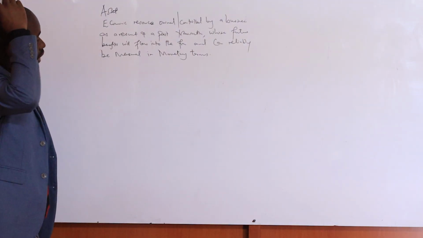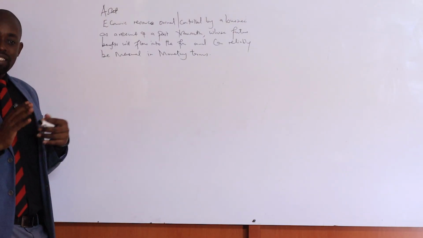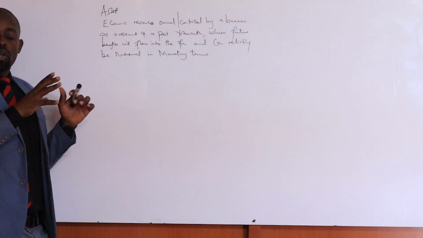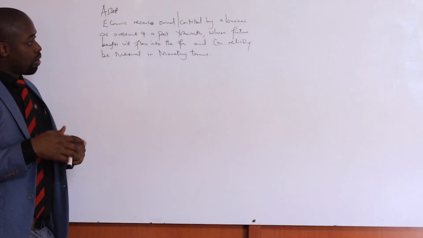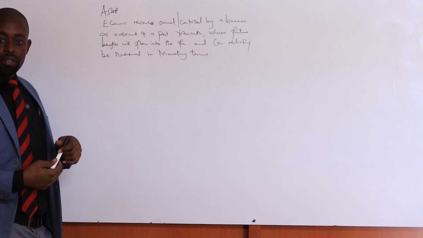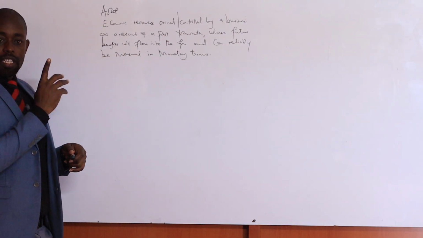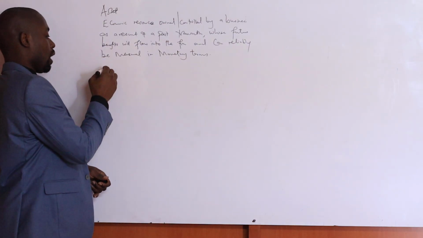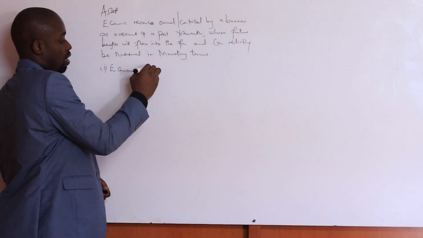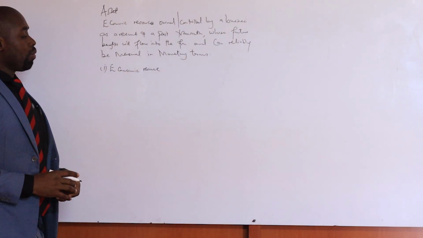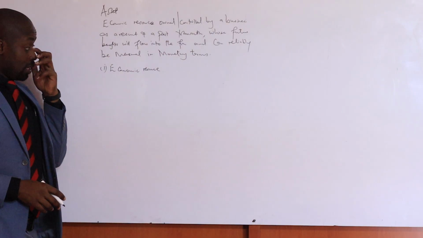Saying an asset is any economic resource owned or controlled by an enterprise as a result of a past transaction, whose future benefits will flow into that very firm, and its worth can be measured reliably in monetary terms. From the definition, we get the attributes or features of an asset. What are they? Number one, for something to be said to be an asset, it must be what? An economic resource. Economic resource means it has economic benefits that will accrue to the entity.